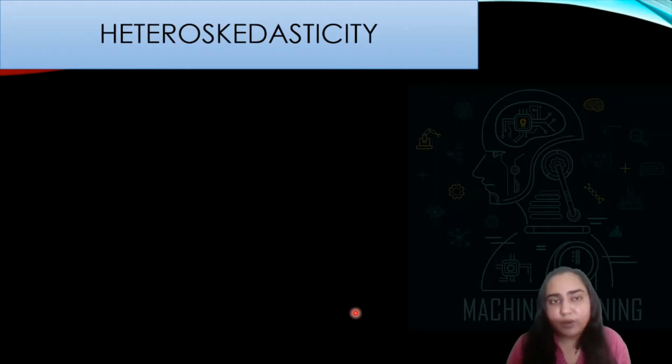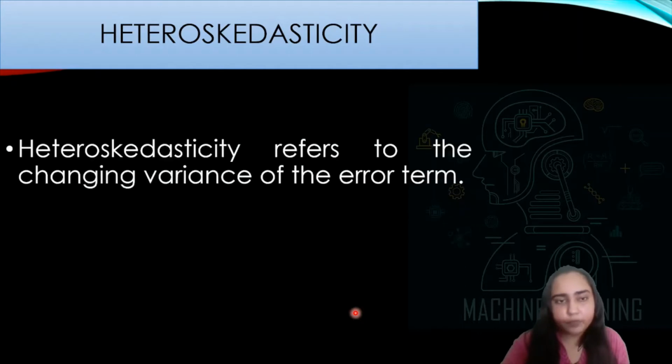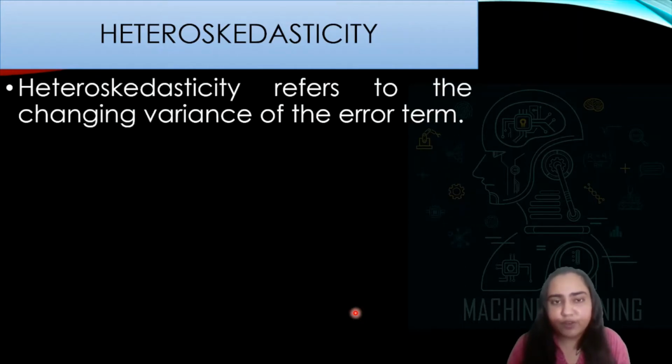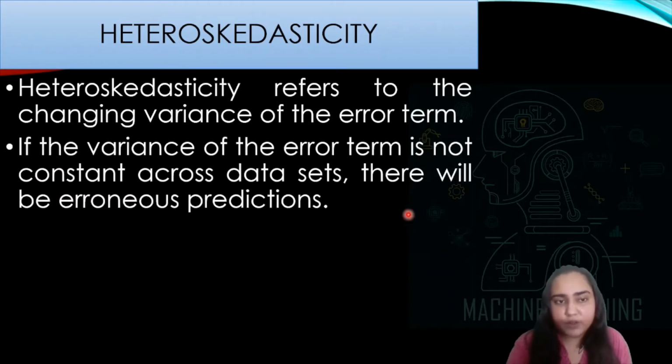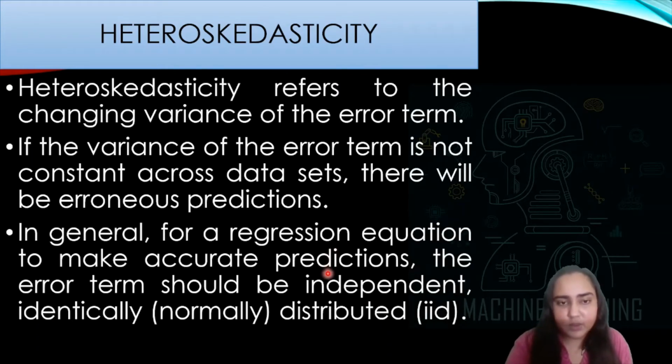The next problem is heteroscedasticity. Okay, so what is that? It refers to the changing variance of the error term. If the variance of the error term is not constant across the data sets, then you will have erroneous predictions. So you have to have constant variance of all the error terms that you have. So in general, for a regression equation to make accurate predictions, the error term should be independent, identically distributed. So these are commonly known as IIDs.